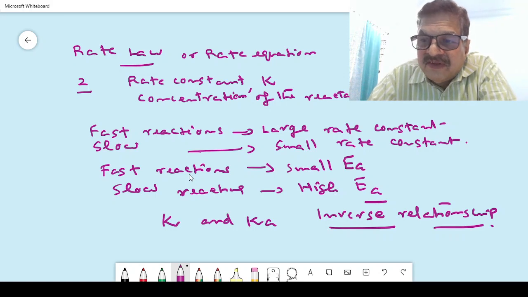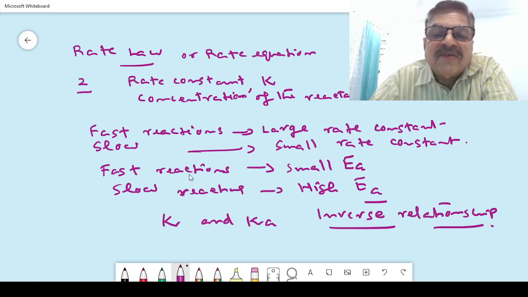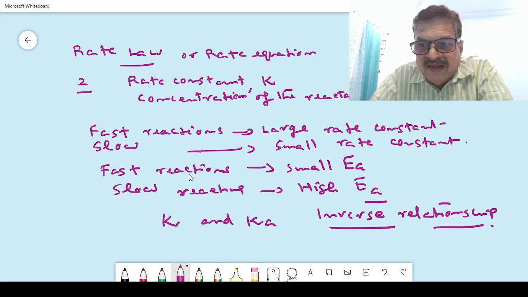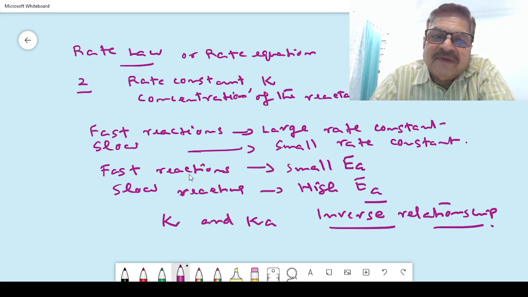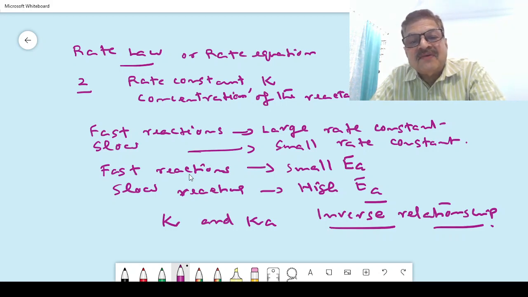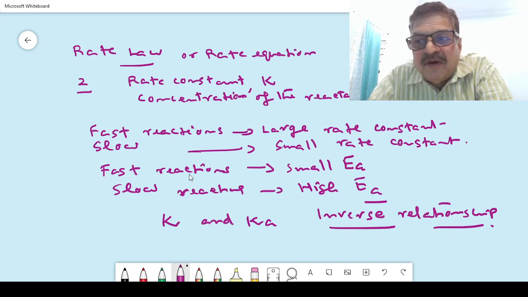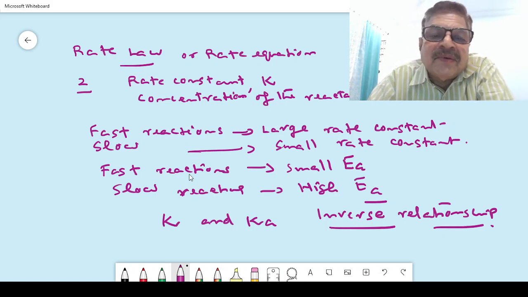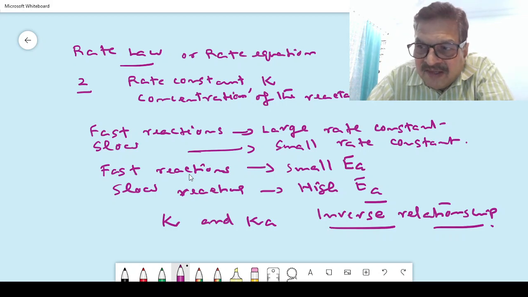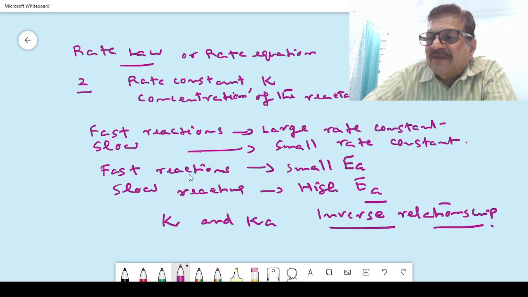Now, the concentration terms in the rate equation will depend upon the reaction mechanism. That is what we are telling. We have seen one-step mechanism, two-step mechanism, multi-step mechanism, and all this kind of thing. In the rate equation, with the rate constant K and the concentrations of the reactants, what will be the nature of the concentration? It will depend upon the reaction mechanism: one-step, two-step, or multi-step mechanism.